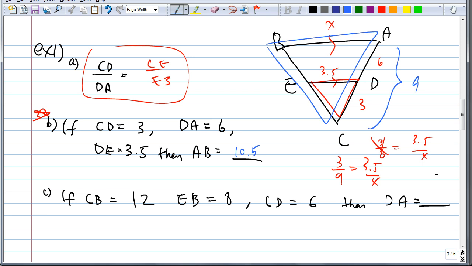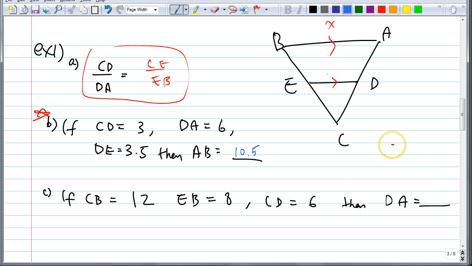For C, let me erase some of these. Okay, Andrew? To do C, we know that CB, this whole thing, is 12. EB is 8. And CD is 6. And DA is unknown, Y or something. How are we going to find DA? 12 and 8. Because we don't need this whole thing, CB, do we? We need EC. What is EC then? 4, right? 12 minus 8.